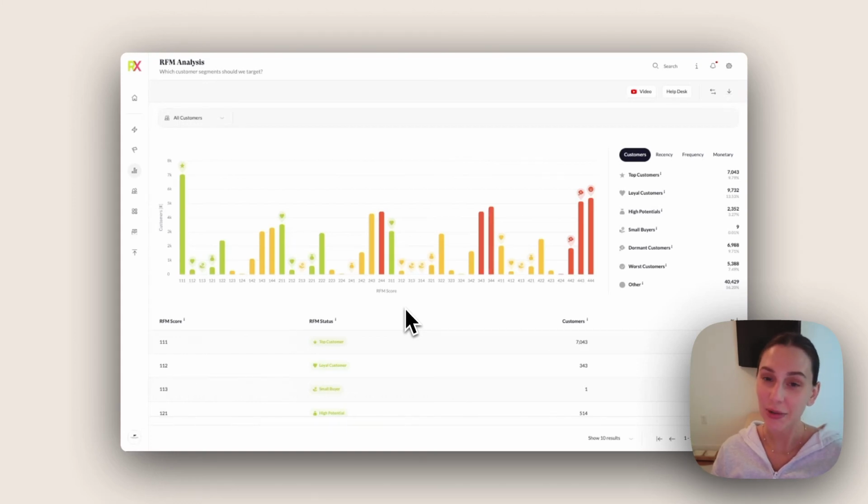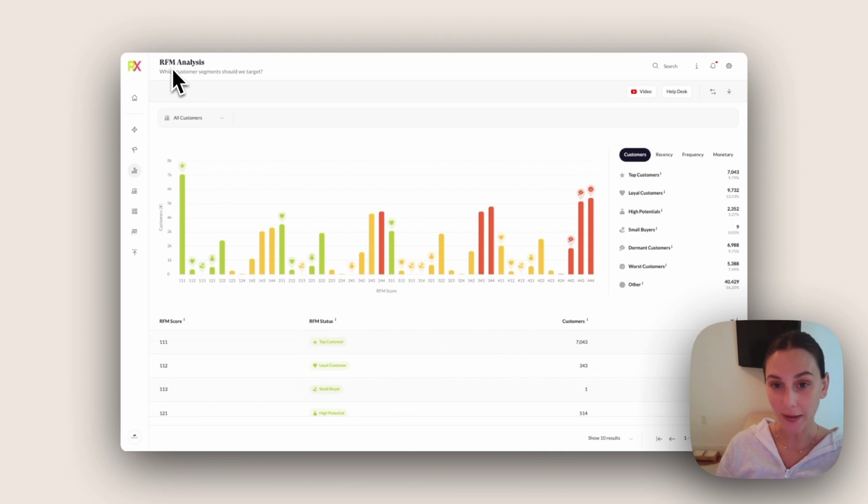RFM Analysis is a great report to utilize to understand your customer quality. To do so, we take into account three key variables here. So we have the R, which stands for recency, how recently someone has placed an order, the F, which stands for frequency, how many orders they've placed, and then the M, which stands for monetary value, so how much net revenue someone's contributed to your business.